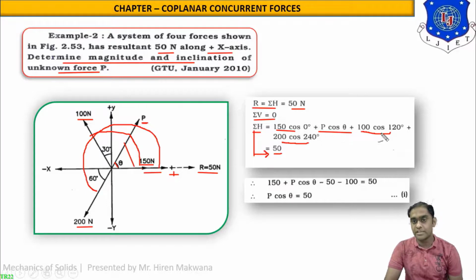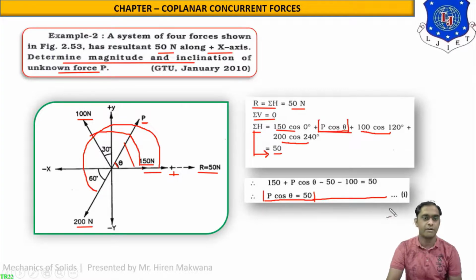Now by solving this in the calc, you will find that P cos theta is the only unknown term. So you can find the equation like this: P cos theta is equal to 50. Make this equation number 1.